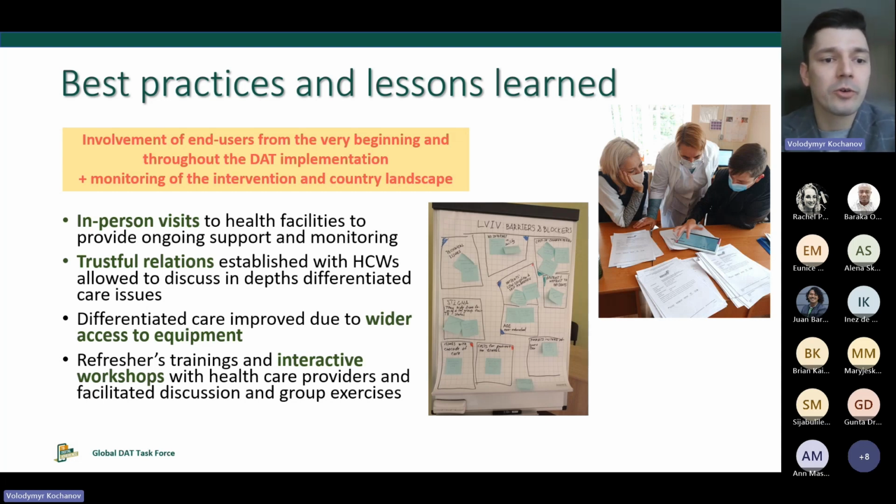And we conducted refresher trainings all the time because of the staff rotation and reorganization resulting from the health reform, and interactive workshops with healthcare providers using sticky notes, dividing them into groups, and that also helped us to create this feeling of ownership for the healthcare providers.